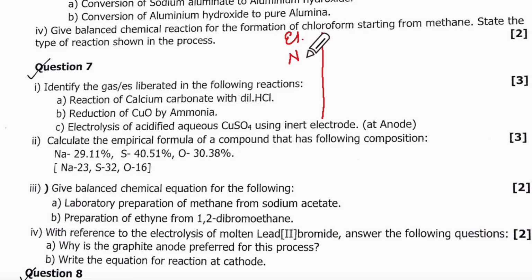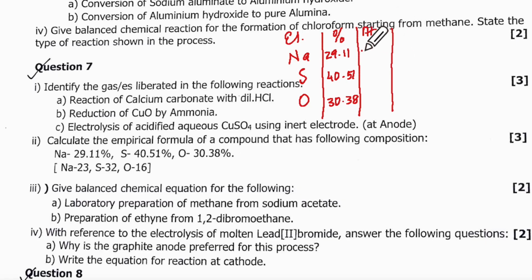So first one is element. We have Na, then S, and then O. Then we have next percentage. Write the percentage: 29.11, 40.51, 30.38. Okay, then we have the atomic weight. For sodium it is 23, 32, 16. Then we have relative number of atoms.